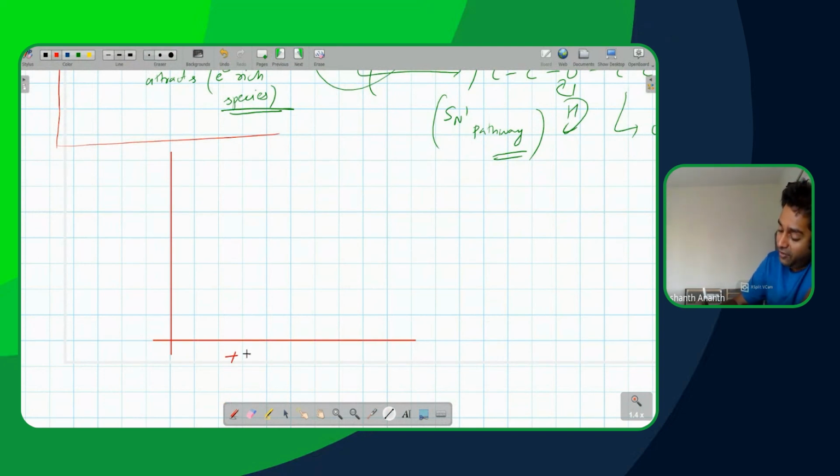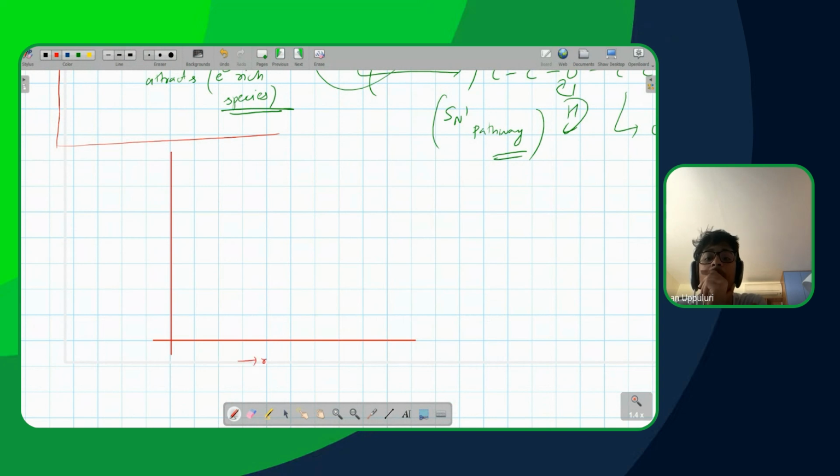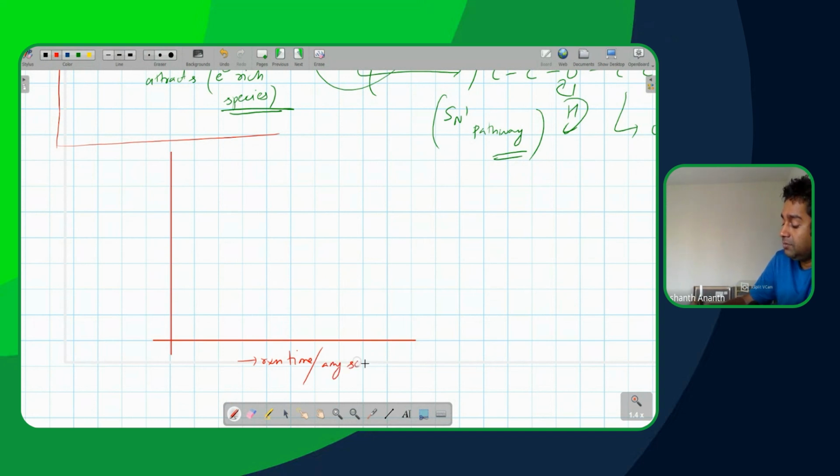I'm going to have reaction progress, or any scale of time as I wish. It doesn't have to be time really. And here I'll have energy.